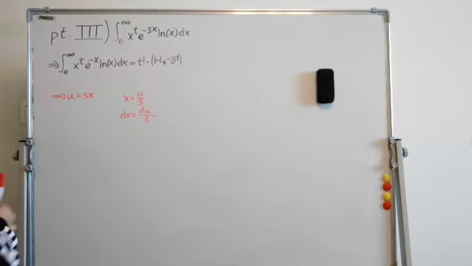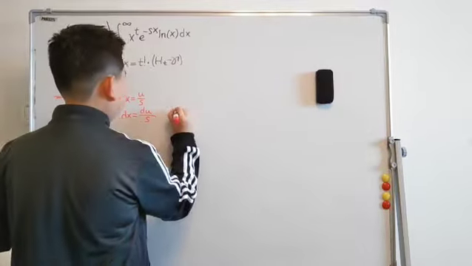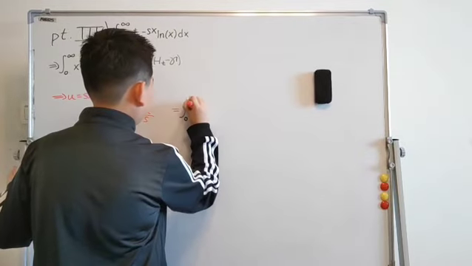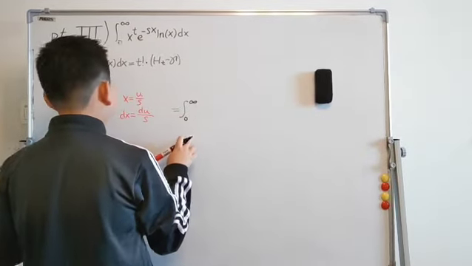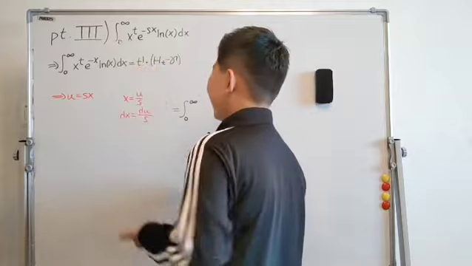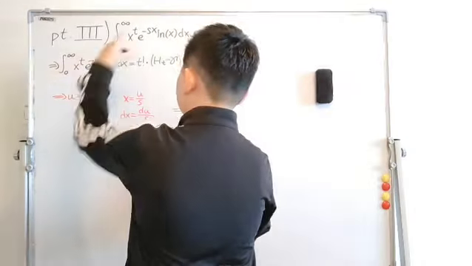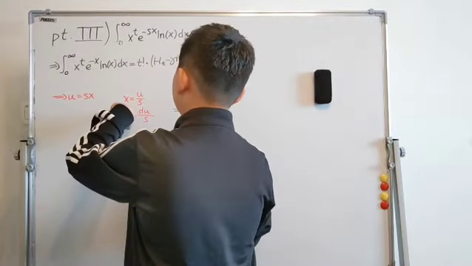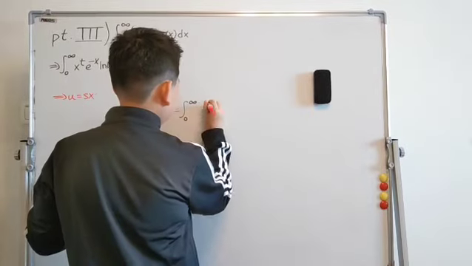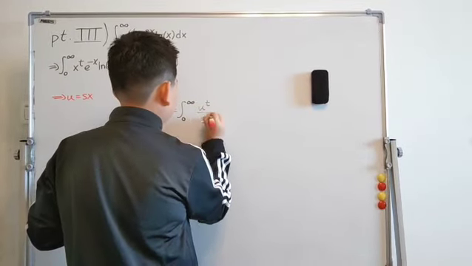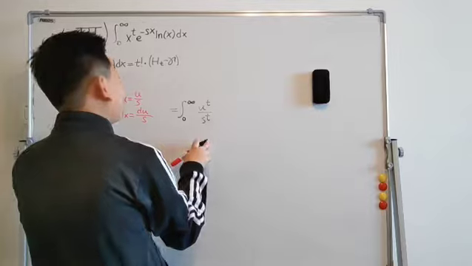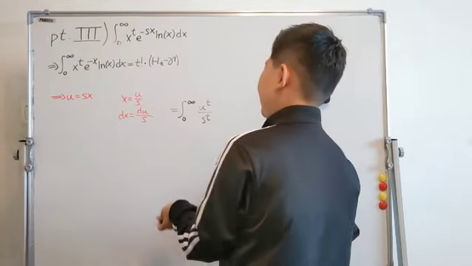Anyway, we have integral from 0 to infinity. Once again, the bounds don't change. I've literally spent 2 minutes explaining. Plug in u over s to this. We have u to the t over s to the t. Once again, this is a constant. Move that out, whatever you like.